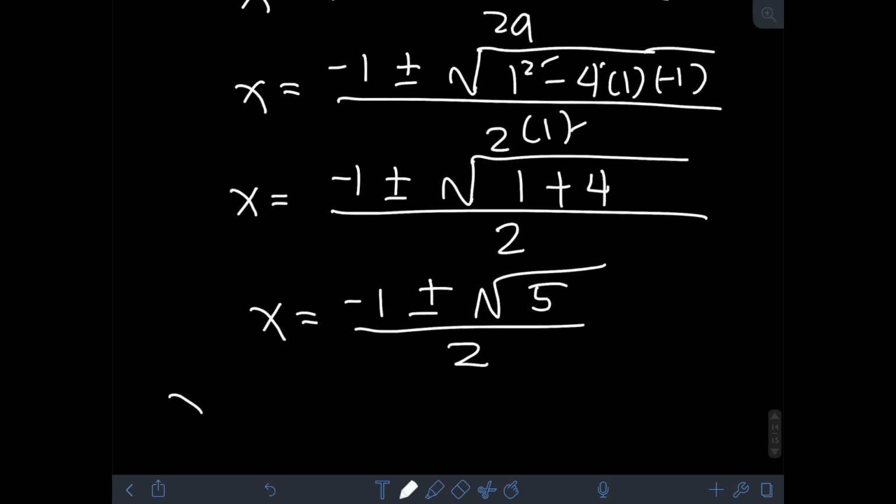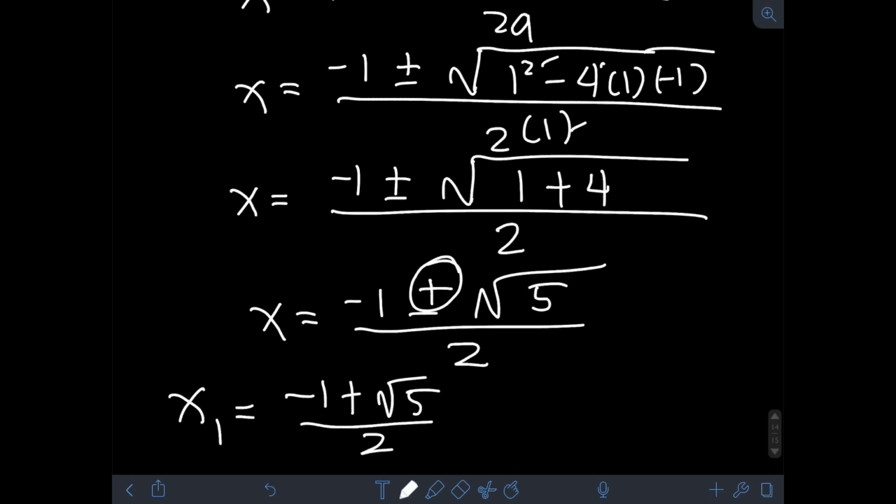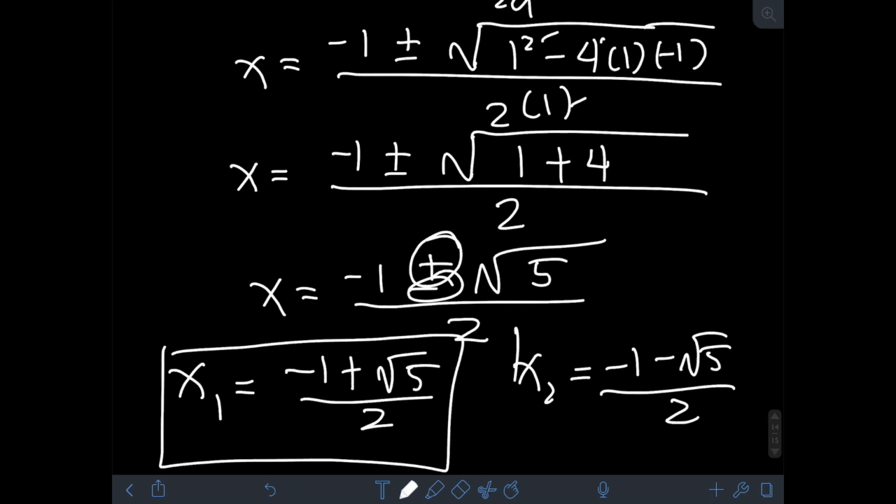So we can separate the two solutions as x sub 1 is equal to negative 1 plus square root of 5 divided by 2, and the other solution as x sub 2 is equal to negative 1 minus square root of 5 divided by 2. So therefore, the two solutions are x is equal to negative 1 plus square root of 5 over 2, and x is equal to negative 1 minus square root of 5 divided by 2.